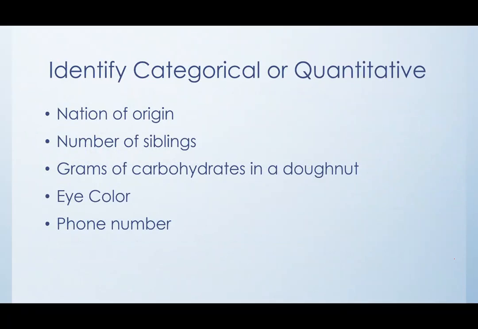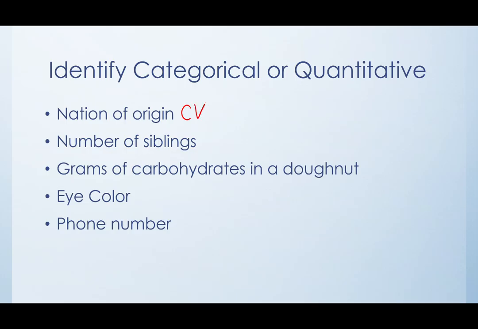So here we've got several different options. We want to identify if they are categorical or quantitative. First one would be the nation of origin. What country are you from? There's no numbers involved there, right? It'd be like American, Canadian, Japanese, whatever. So this would be categorical. So I'm going to just write CV for categorical.